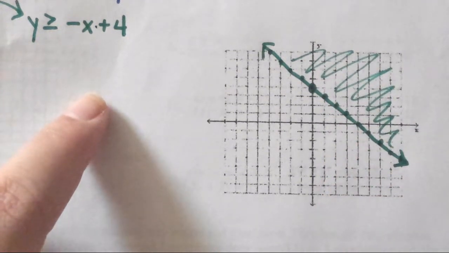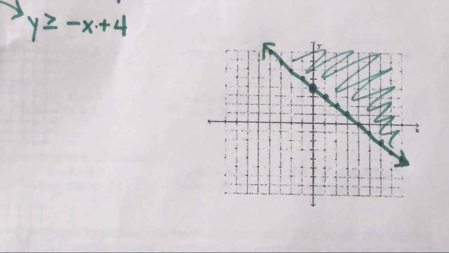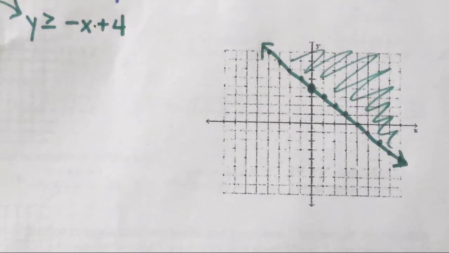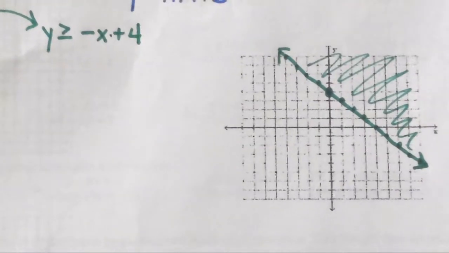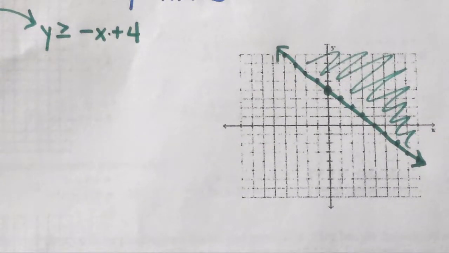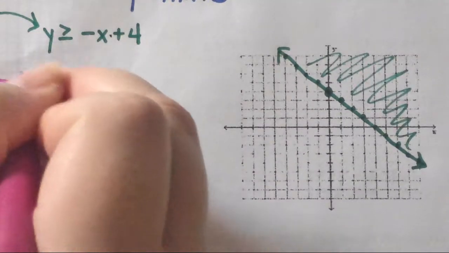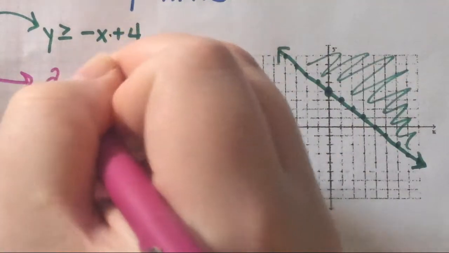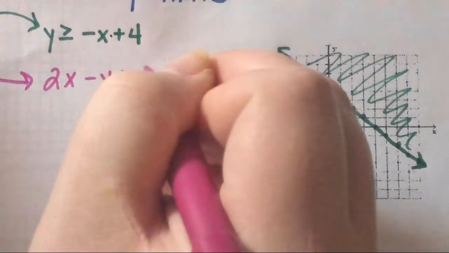But as always, if you want to plug in a test point to make sure we're shading correctly, it's never a bad idea. Okay, but today we're not done. That's great, but we've only done half of it. We have to rearrange the other equation as well. Okay, the other equation was 2x minus y is greater than 2.